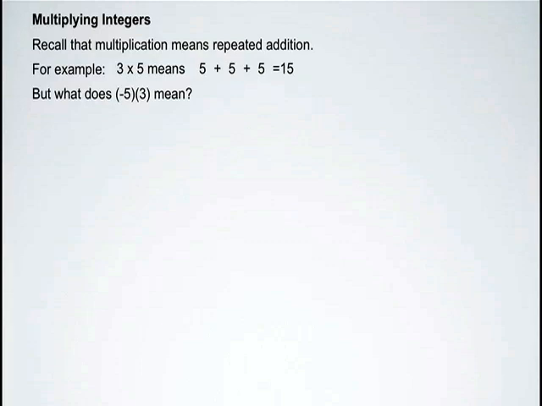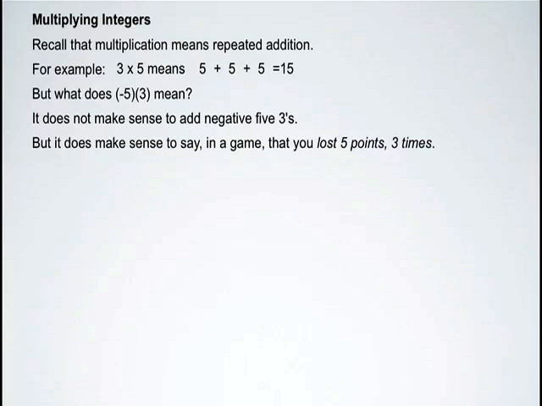But now if we start to look at negative integers when we do multiplication, the question becomes, well, what does negative 5 times 3 mean? We can't add something a negative amount of times, so it doesn't make sense to add negative 5 3s. But it does make sense to say that you lost 5 points 3 times.